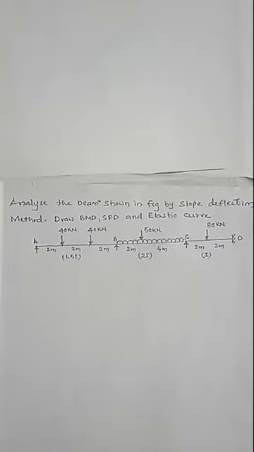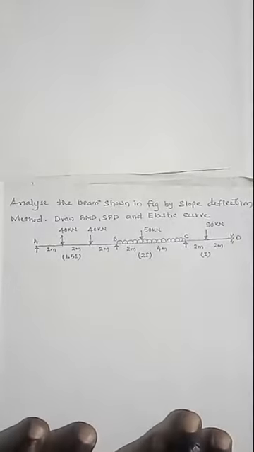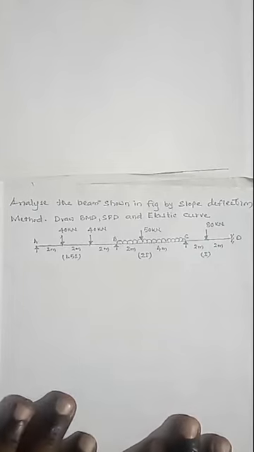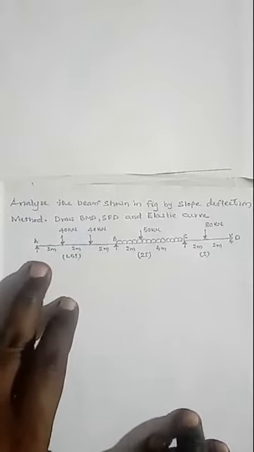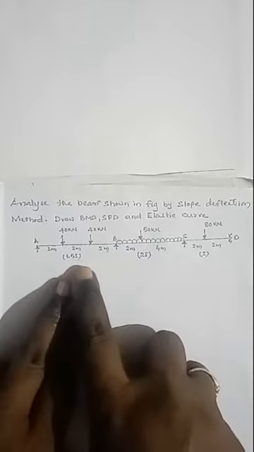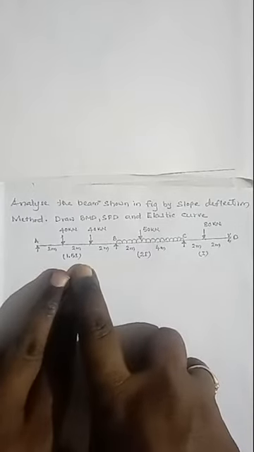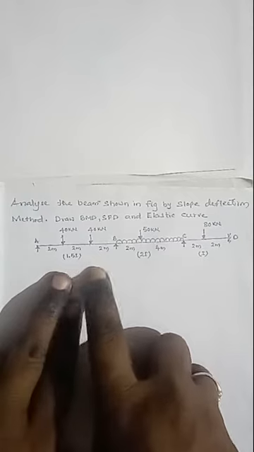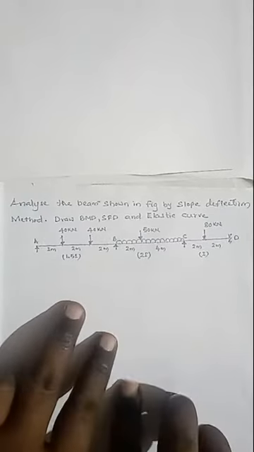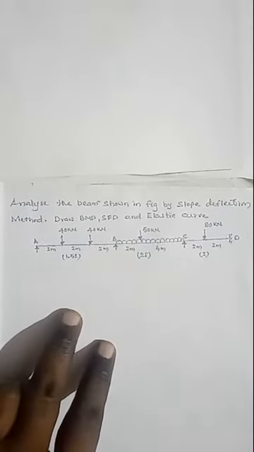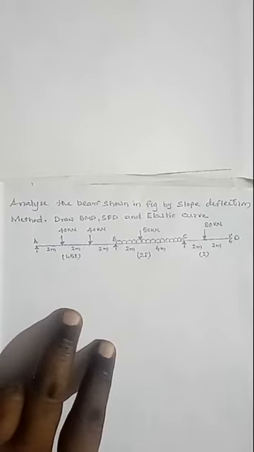Analyze the beam shown in figure by slope deflection method. Draw BMD, shear force diagram and elastic curve. A to B, it is 6 meter and the flexural rigidity is 1.5 EI. It is subjected to loads of 40 kilonewton each at distances 2 meter from either end.